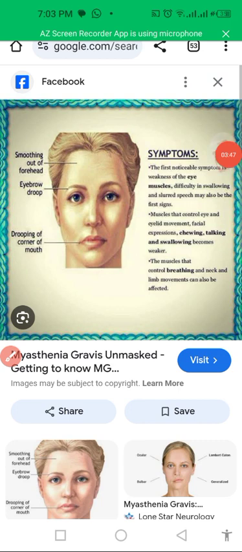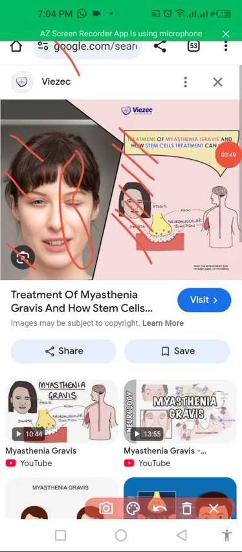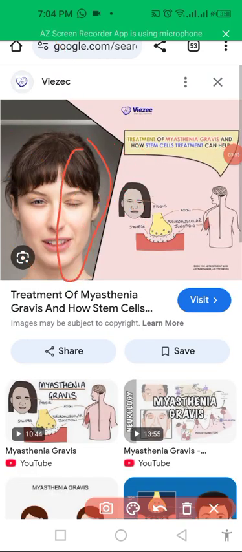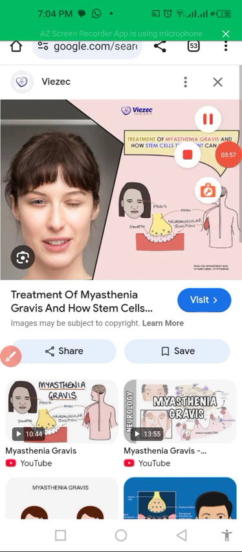and breathing will be affected in this condition. Okay, so as you can see in this picture, in myasthenia gravis there is ptosis, and the axons are involved, the synapse will be involved, the postsynaptic membrane is affected, and the acetylcholine receptor will be affected.